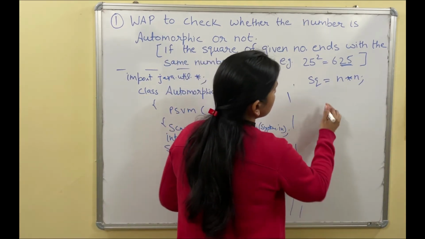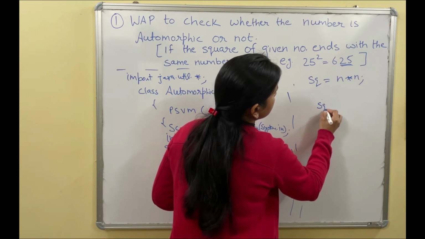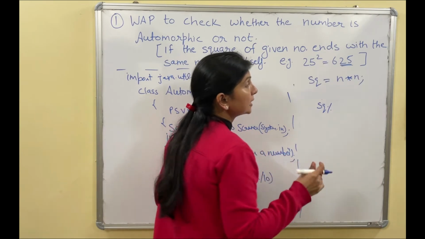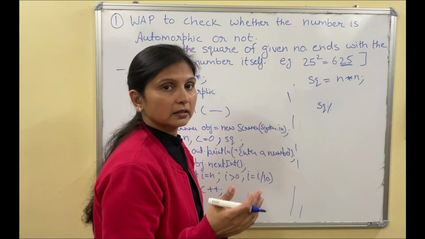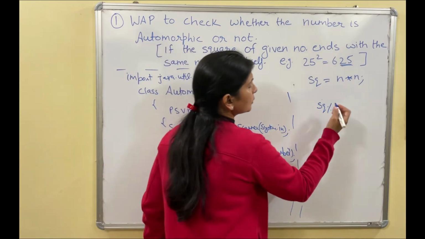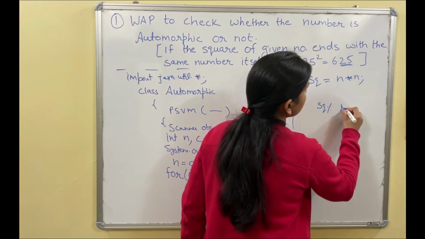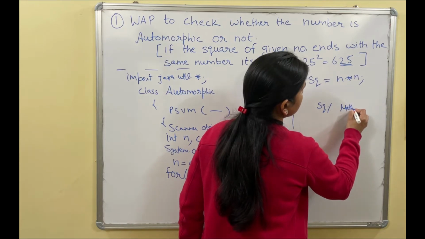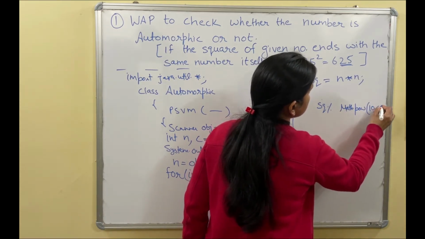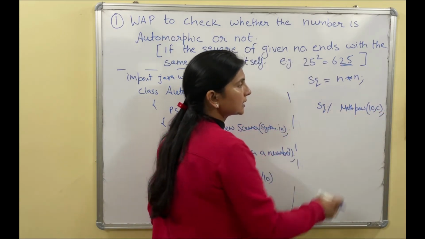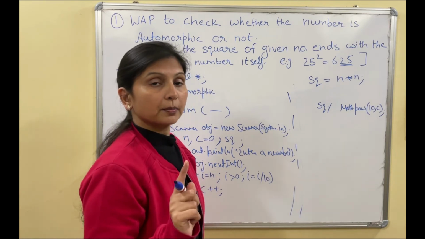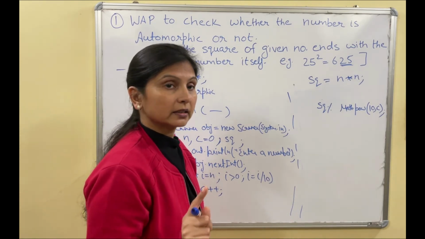So SQ mod, right? Now we need to calculate 10 raised to power C. What is C? 2 only. So to calculate raised to power, we use which function? Power function, Math.pow(10, C). So it will calculate 10 raised to power 2, that is 100.0, because the power returns the value in double.